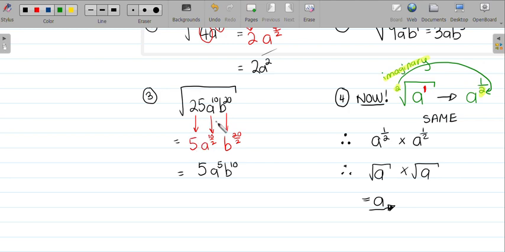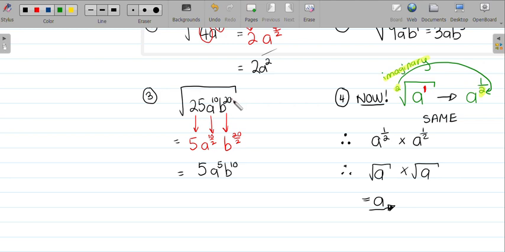It is 5. And then we're going to apply the same rule. You take the exponent on the inside, divide it by the number on the outside. So 10 divided by the imaginary 2, which will equal a to the power of 5. And then b is b to the 20.